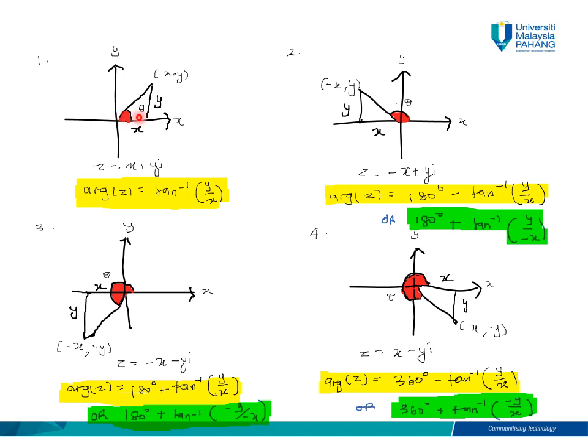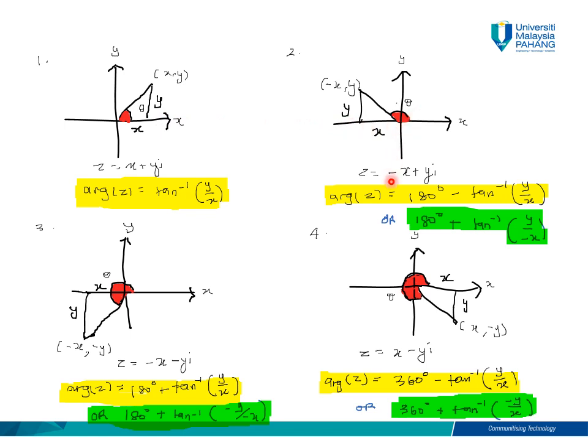We want to find the theta here. So how to get the arc z? Theta equals arc tangent of y divided by x, because it is in the first quadrant.